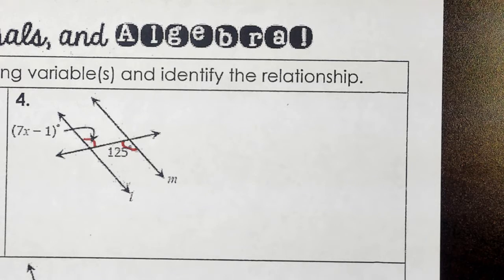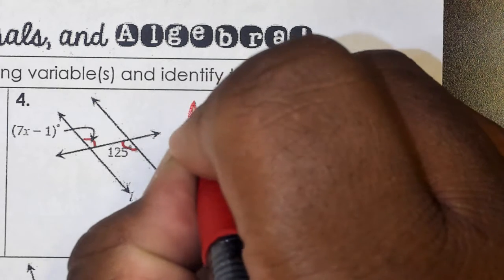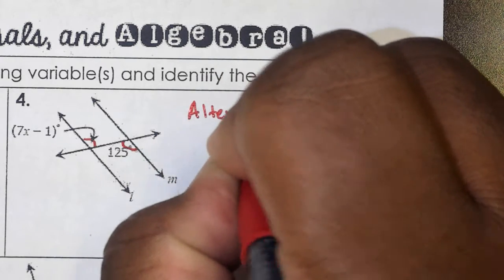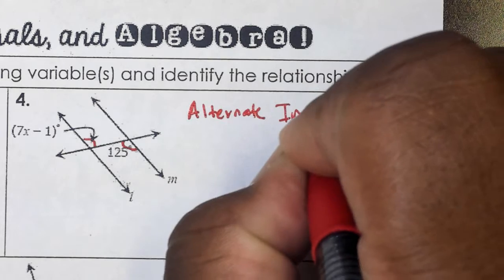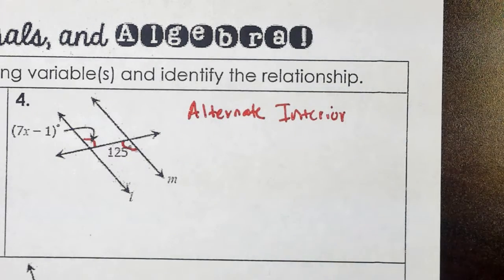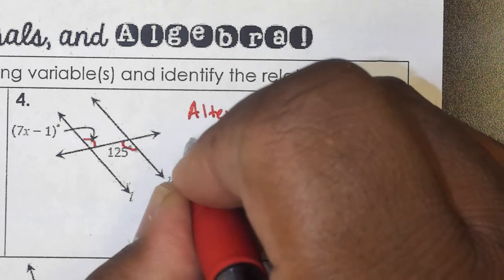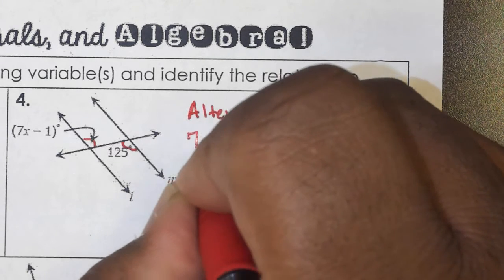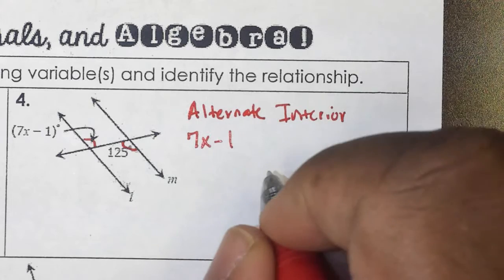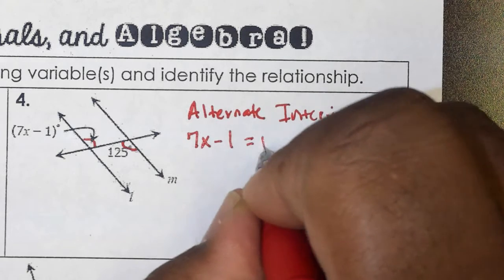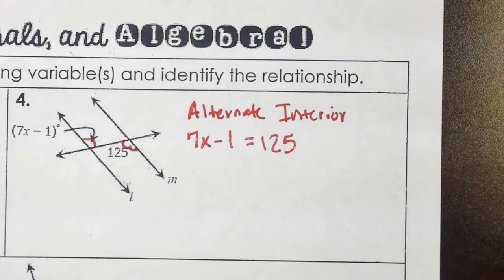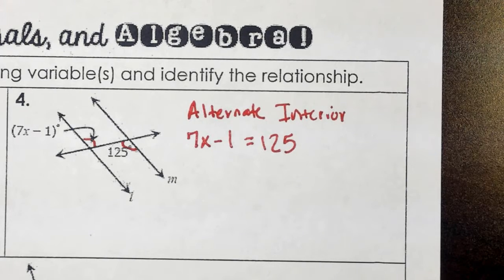We'll come back to you, Juan. Nick. Alternate interior. So these are alternate interior. What equation are you going to write to solve? Yeah. Alternate interior angles are congruent, so you should know you can set them equal to each other. Solve for x, that should be simple.